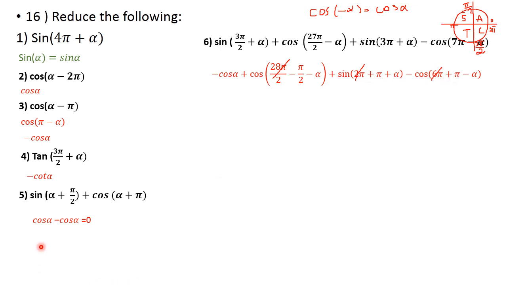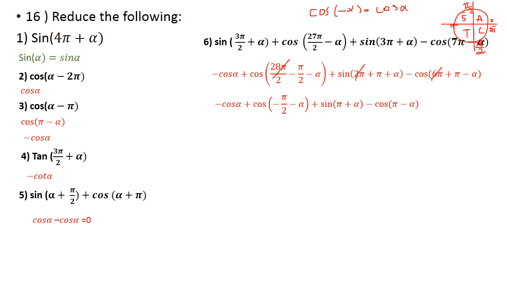Now sine 3 pi. 3 pi is written as 2 pi plus pi. 7 pi is also written as 6 pi plus pi. Till now, this is 0 because it's 14 pi. This is 0 because it's 2 pi. And this is 0 because it's 6 pi. So now I have minus cosine alpha plus cosine minus pi over 2 minus alpha, sine pi plus alpha, cosine pi minus alpha. Now I can tell the answer directly.